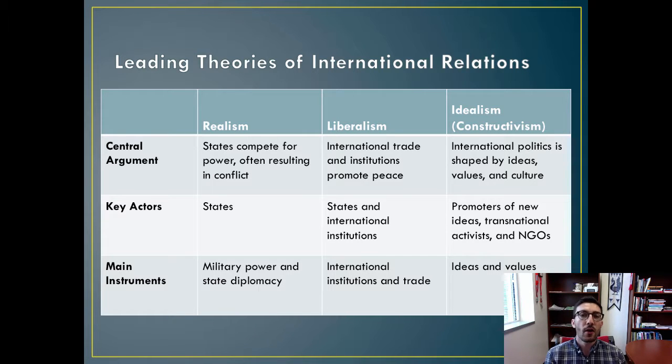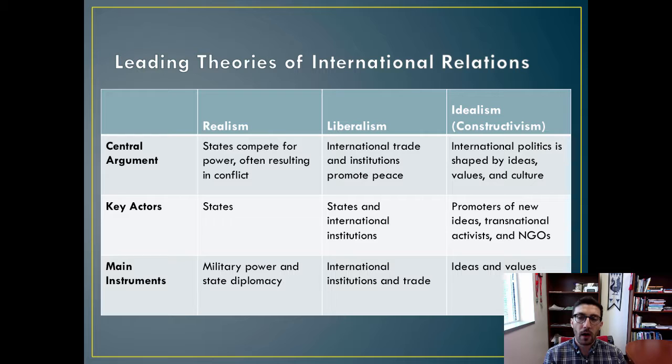Again, continuing with this trend, the key actors for constructivists are the people who promote new ideas, transnational activists, and non-governmental organizations, because we can see that these types of groups have an independent impact and influence what states do and how states relate to one another. So it's no longer the case that states are the only important actors in international relations. We can look at NGOs, activists, and ideas and realize that they've had their own independent impact, and that's important to recognize.